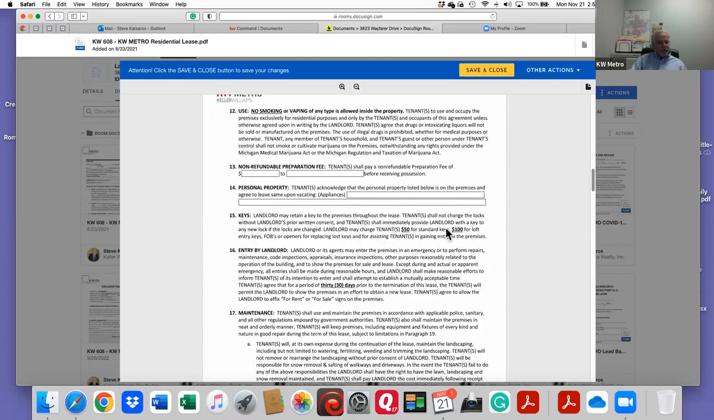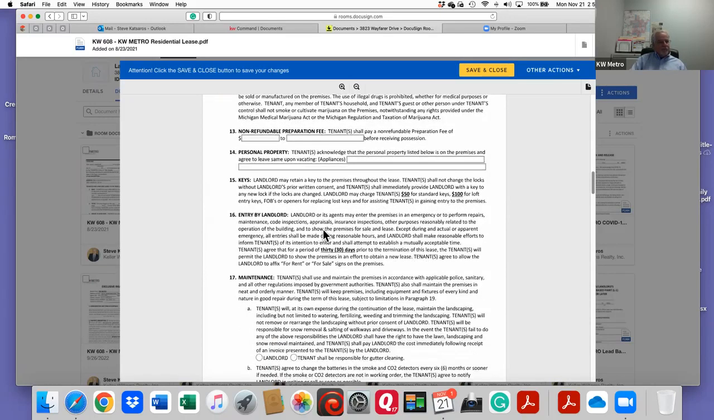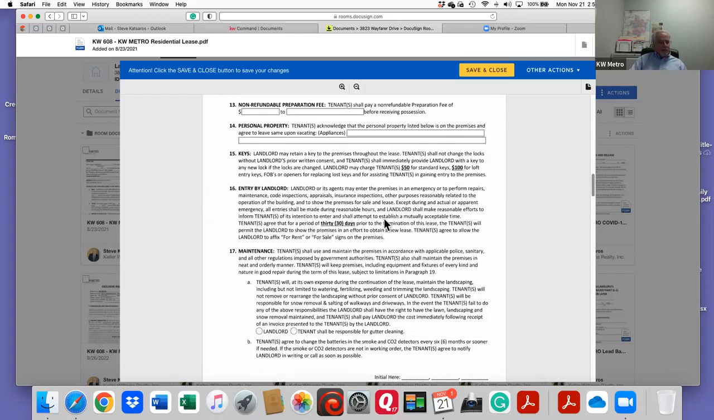Keys, the charges in case they're lost or stolen. Entry by the landlord: even though you own the property, you cannot go in without permission. So once you turn over those keys, you've got to have the tenant's permission, or it has to be a police event, or a 24-hour emergency event. Like if you knew the heat went out and they were gone, you want to protect your property. If you knew there was a water leak and water's coming out of the basement window, those kinds of things, you can go in and protect the property.